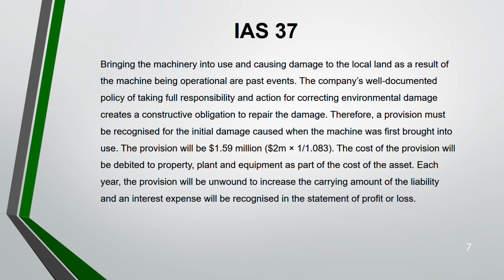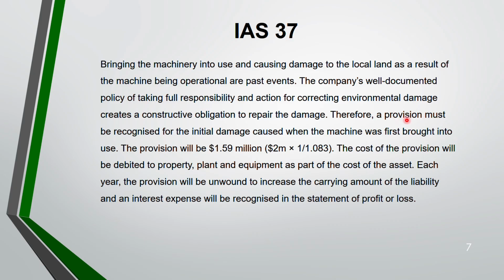First, understand whether you have to recognize a provision or not. In this case, you have to recognize a provision. Why? Because bringing the machinery into use and causing the damage to the local land are results of the machine being operational. They are operational. This is a past event. The company is well documented also. That means it is creating a constructive obligation that they have to repair the damage. Therefore, you have to recognize a provision.